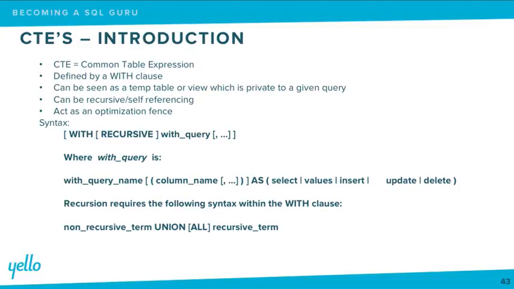The other thing to consider that I think people don't often mention is that common table expressions act as an optimization fence. So what that means is that the Postgres optimizer will execute it in a vacuum.